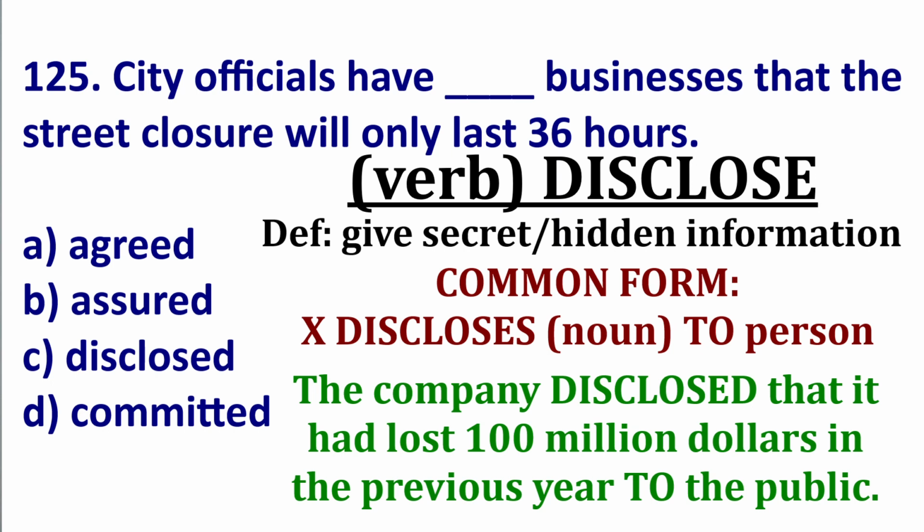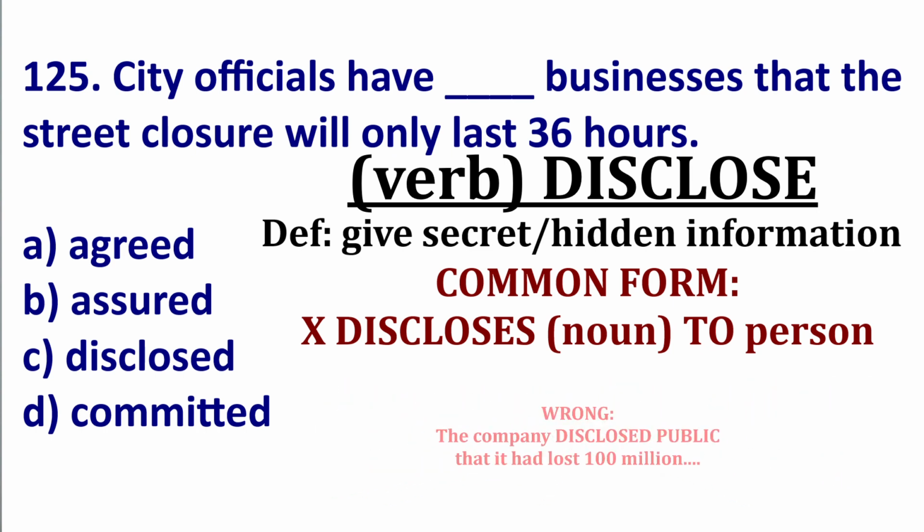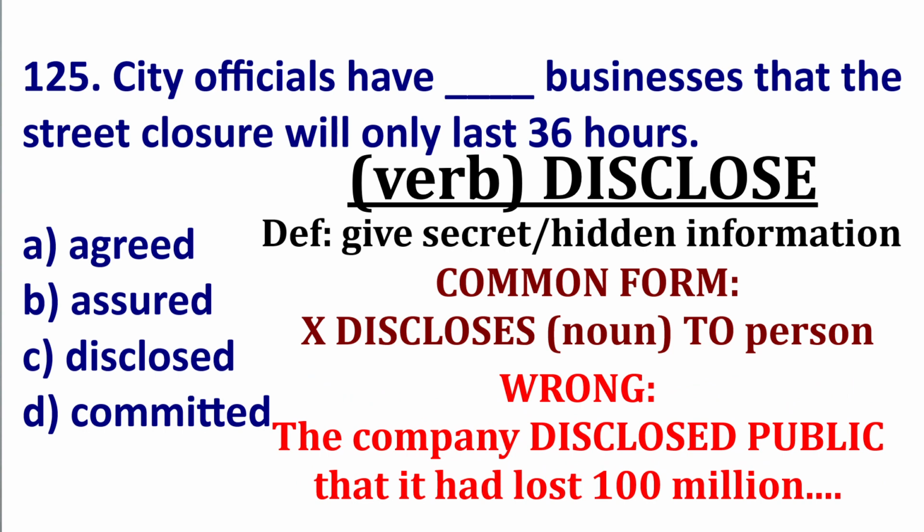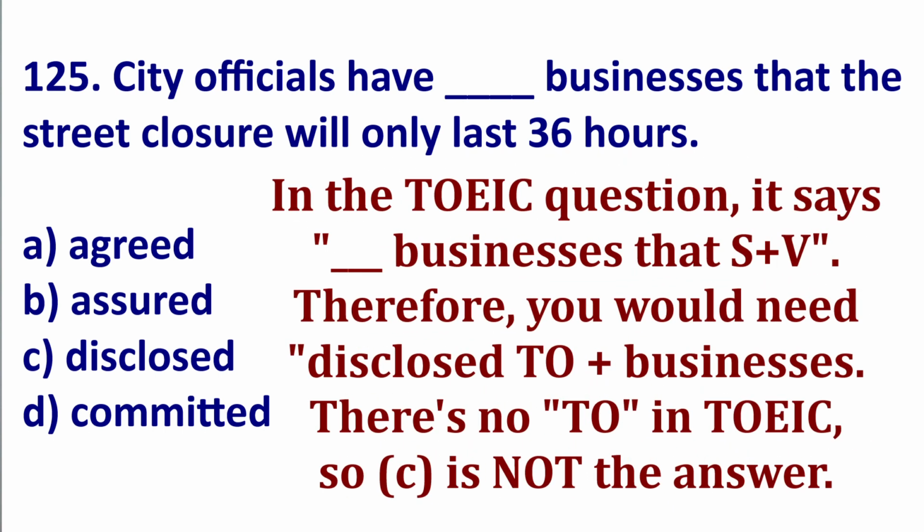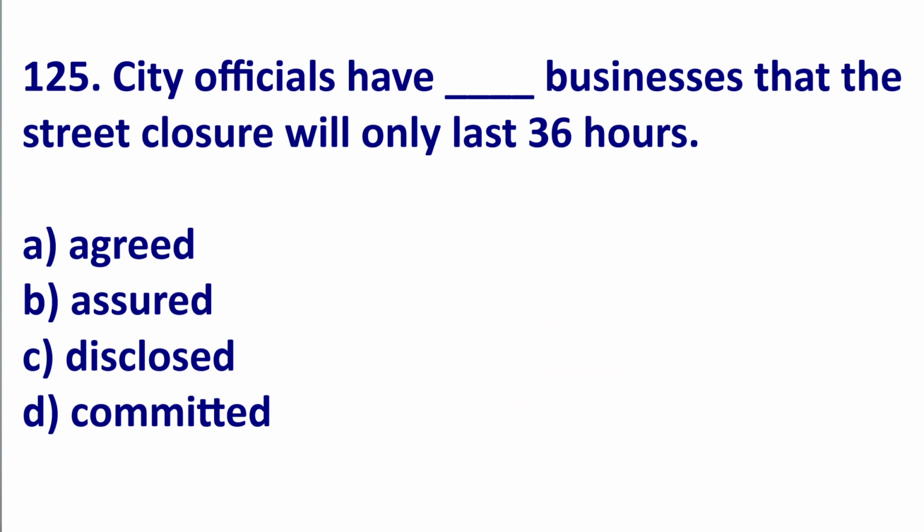An example, the company disclosed that it had lost $100 million in the previous year to the public. It is wrong to say the company disclosed to the public that it had lost $100 million. So the most common form is X discloses that subject verb to noun. As you can see in the TOEIC question, it does not have disclosed to businesses. It just has disclosed businesses. We would need to make this correct.